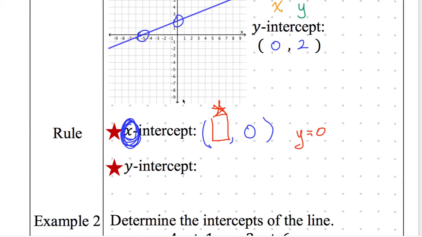Okay, let's do the same thing down here. For the y-intercept, I have something comma something. There's always going to be a 0. Where does that 0 go? Josie: X. For the x, exactly.